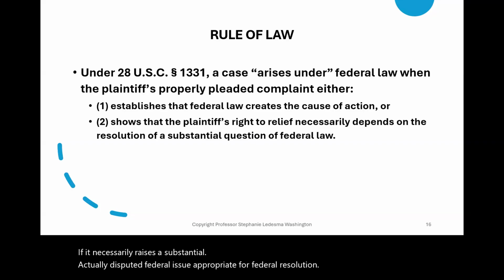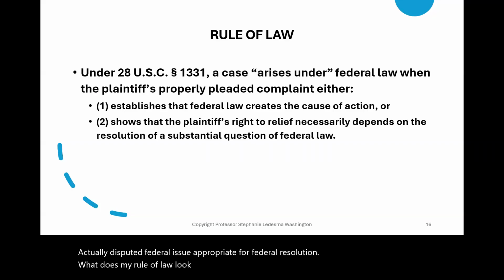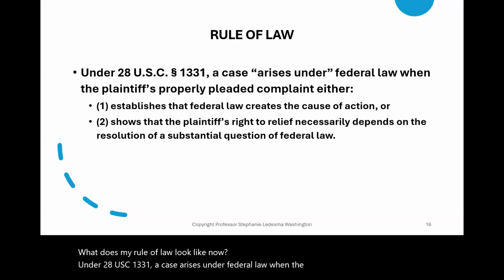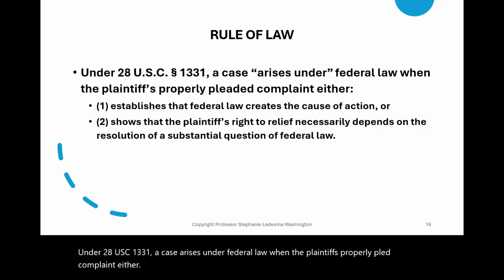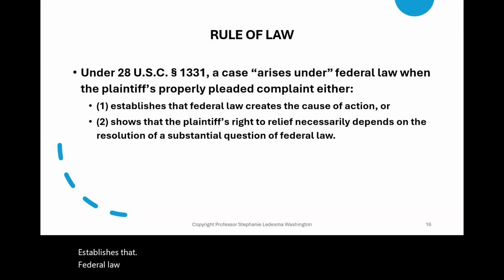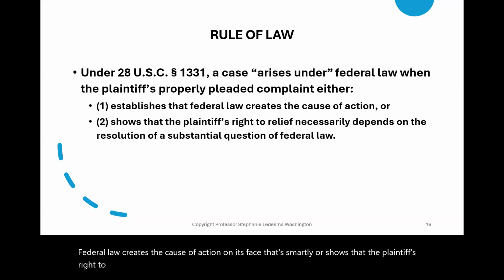What does my rule of law look like now? Under 28 U.S.C. 1331, a case arises under federal law when the plaintiff's properly pled complaint either establishes that federal law creates the cause of action on its face, that's Motley, or shows that the plaintiff's right to relief necessarily depends on the resolution of a substantial question of federal law. That's Grable.